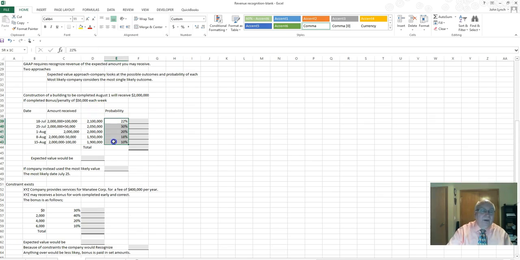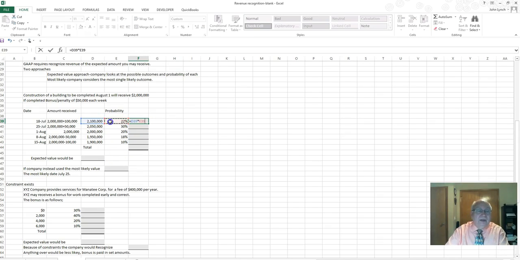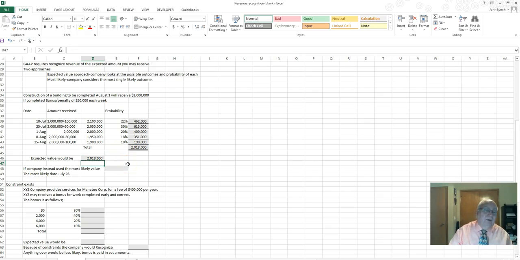And then over here are the probabilities that we have of completing at those various dates. So for the expected value, we would multiply the two together. So we take $2,100,000 times 22%, and then we take $2,050,000 times 30%, $2 million times 20%, $1,950,000 times 18%, and $1,900,000 times 10%. To get the expected value, we add those up and we get an expected value of $2,018,000. That would be the amount that we would put in here. We would expect to receive $2,018,000 for the completion of the building.